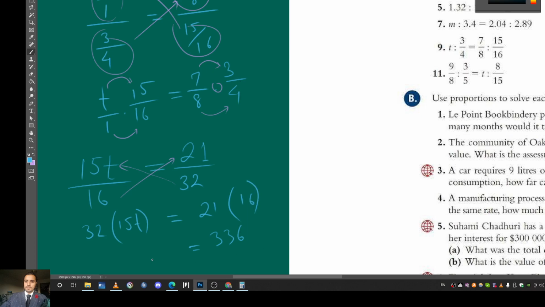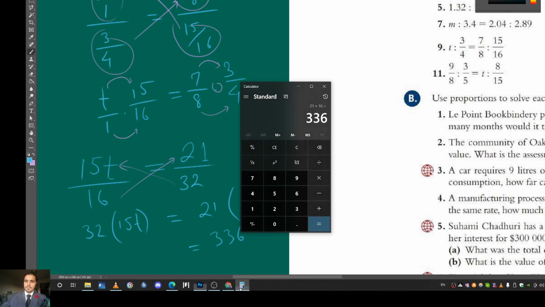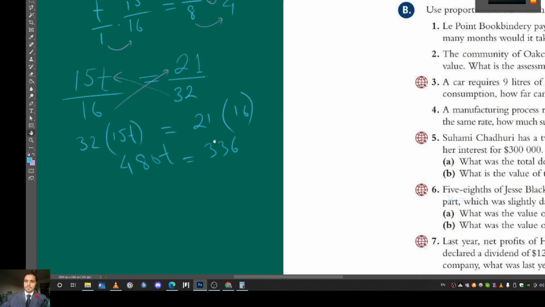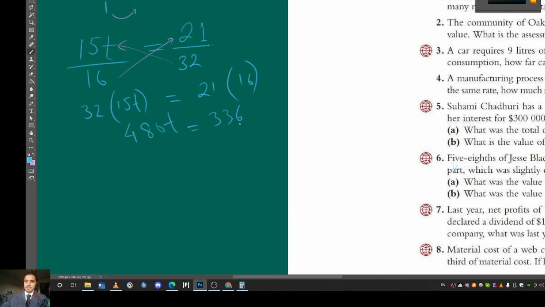Good. And then 15 times 32. What's that? 32 times 15, 480. Good. So we get 480t on this side. Now we divide both sides by 480 to isolate the t, so t equals 336 over 480.